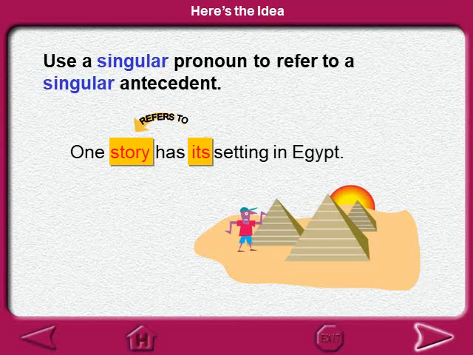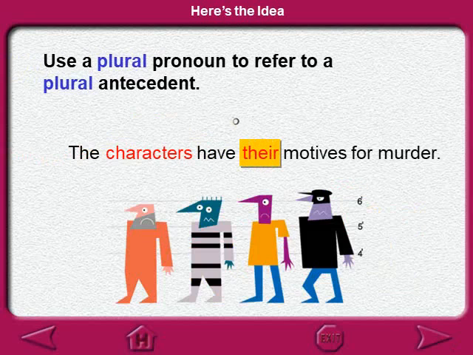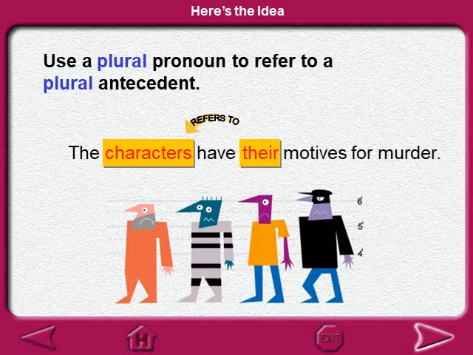Use a singular pronoun to refer to a singular antecedent. Next, use a plural pronoun to refer to a plural antecedent. For example, the characters have their motives for murder. Their refers to characters in plural form.